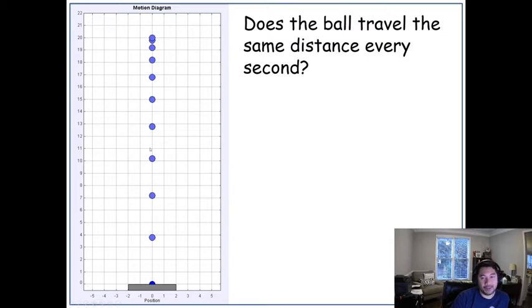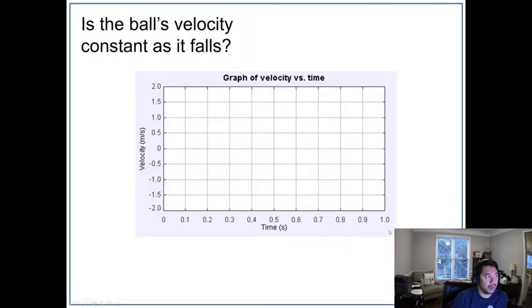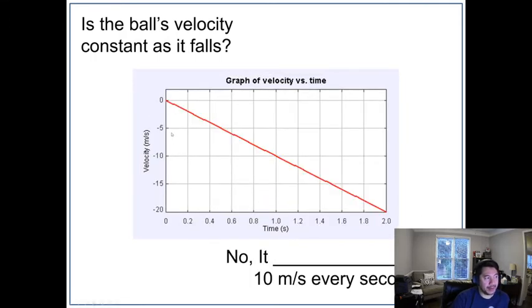It is accelerating downward. And here we have a dot diagram of a ball falling. Does this ball fall the same distance every second? Absolutely not. The ball travels farther per second as it falls. Notice, the distance between these dots is very small. The distance between these dots is much larger. There was acceleration there. So what would the velocity time graph of this ball look like? As it falls, it gets faster and faster, right?